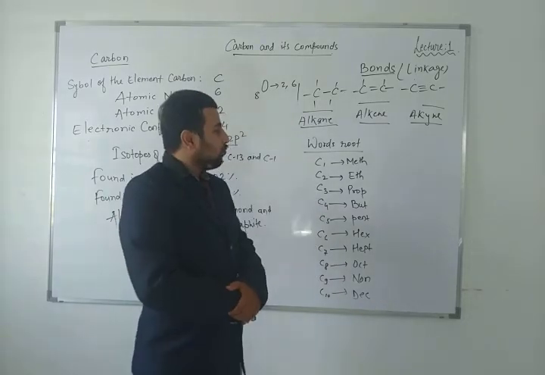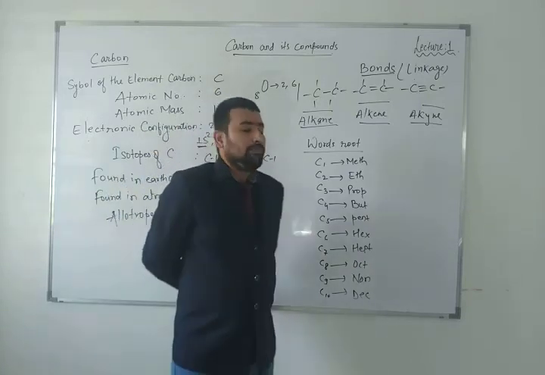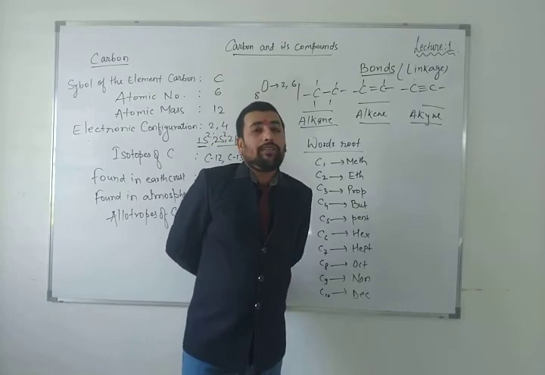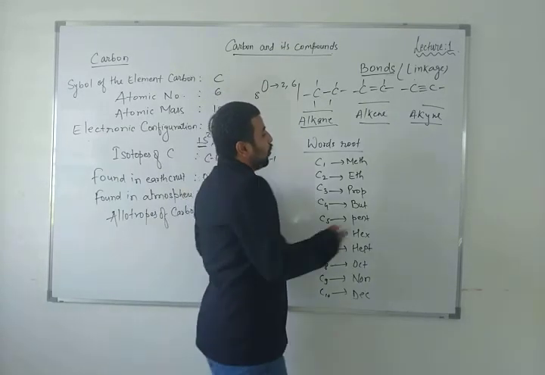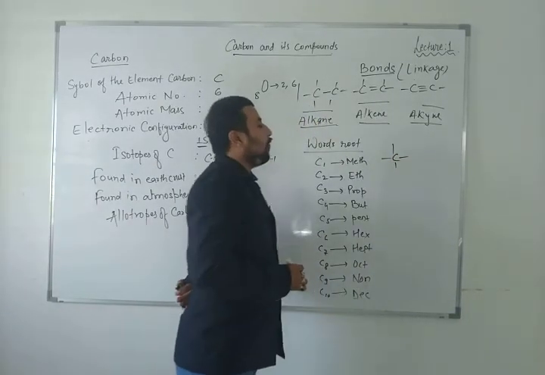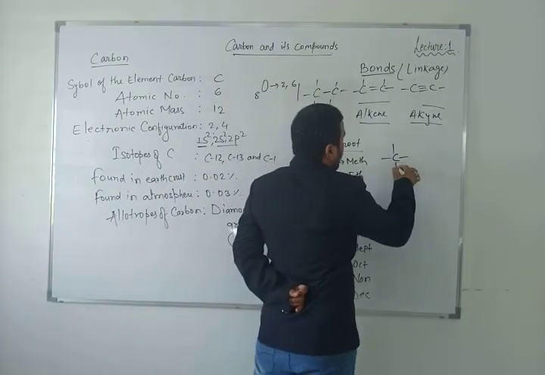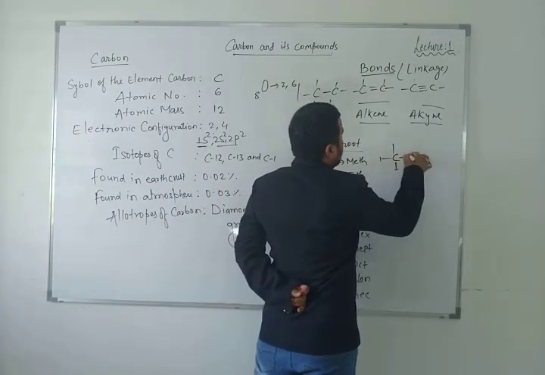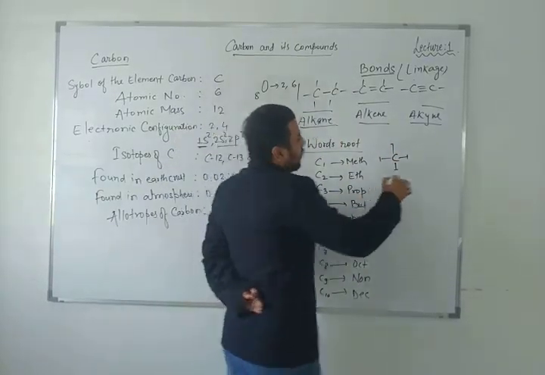Now, for a single carbon, how many valency of carbon is there? There are total 4 valency of carbon. So you know very well, here a single carbon will have total 4 single bonds. Single bonds are known as alkane. So how many carbon is there? 1 carbon is there.